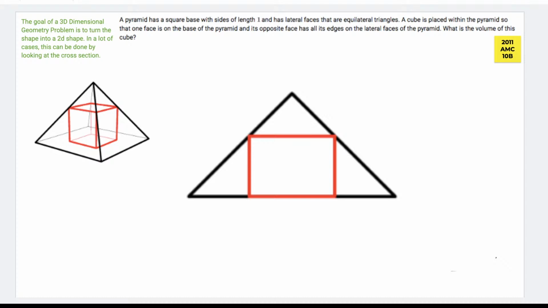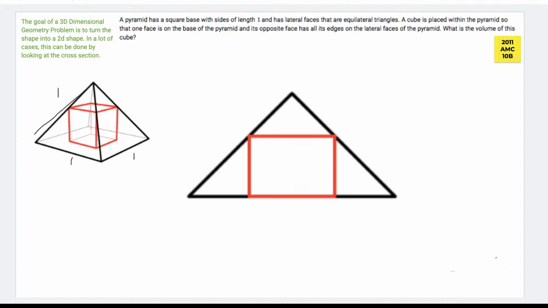It says a pyramid has a square base with a side length of 1 and has lateral faces that are equilateral triangles. A cube is placed within the pyramid so that one face is on the base of the pyramid and its opposite face has all of the edges on the lateral faces of the pyramid. Now it's asking us to find the volume of the cube. The important part to notice about this figure is that if the base has a side length of 1 and it's a square and the lateral faces are equilateral triangles, then they also have a length of 1.